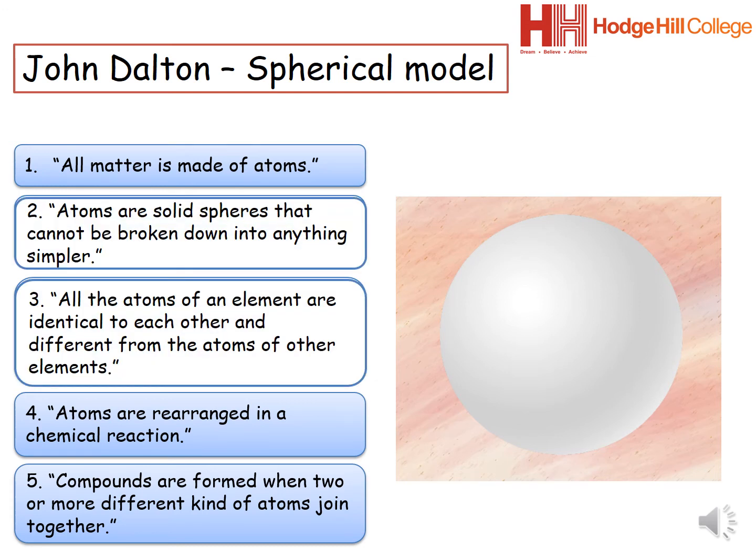If you stated point number 2 and point number 3, then you are correct. Atoms are solid spheres and cannot be broken down into anything simpler. Today, we know that atoms can be broken down into subatomic particles, the proton, neutron, and electron. Today, we also know that you have isotopes. These are atoms of the same element with the same number of electrons and protons, but different number of neutrons.